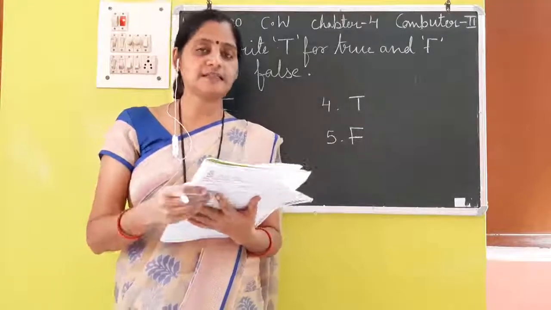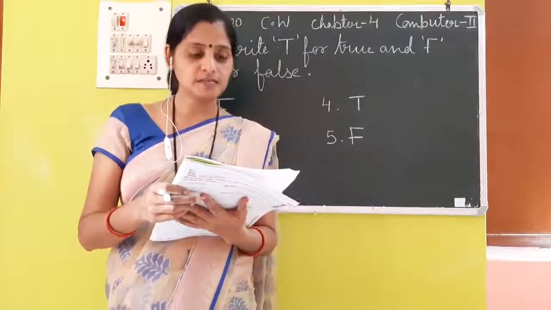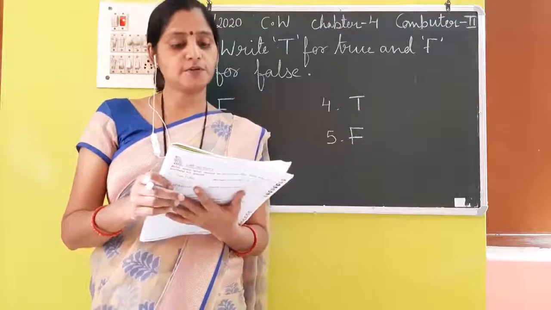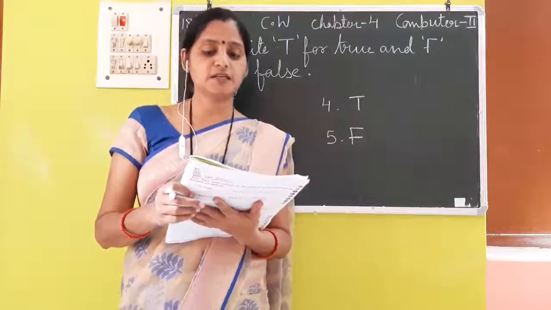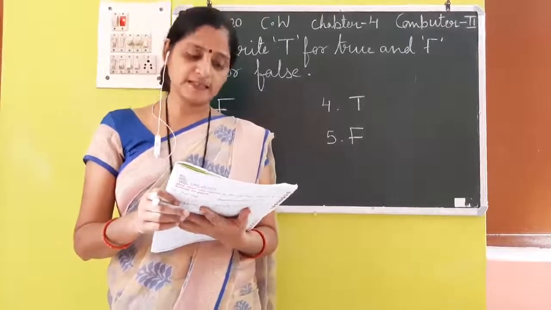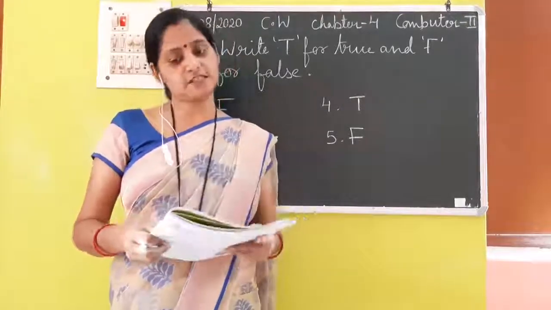So first, there are 10 alphabet keys on the keyboard is false. The enter key is the longest key on the keyboard is false. You can type your age using the number key is true. The delete key is used to erase the text is true. And caps lock is used to give space between the text is false.